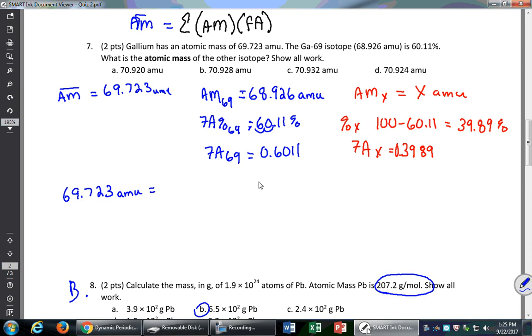my atomic mass of my isotope 69 times my fractional abundance, which was given, plus my fractional abundance of my unknown, which I'm going to call X. I'm just going to not show the AMU. Times my fractional abundance, which I was able to calculate. So now I just have one unknown. I just have to solve for X.